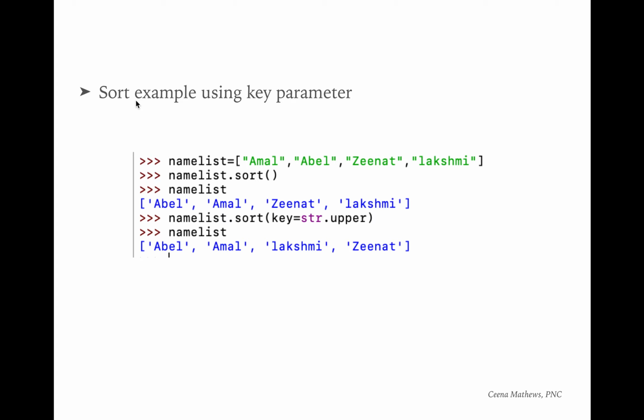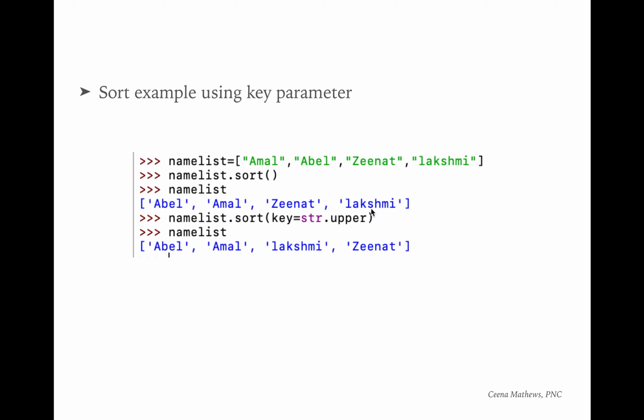This is another example for sort. This uses the key parameter. Here I have created a name list with four names, and some names begin with a capital letter, whereas Lakshmi starts with a small letter. Normally, sort will do the ASCII comparison for generating the result. As you can see here, when I use simply name list dot sort, it will do alphabetical comparison based on ASCII values. Since capital letters have smaller ASCII values, those will be displayed first, and small letters have greater ASCII values. So Lakshmi comes at the end of the list.